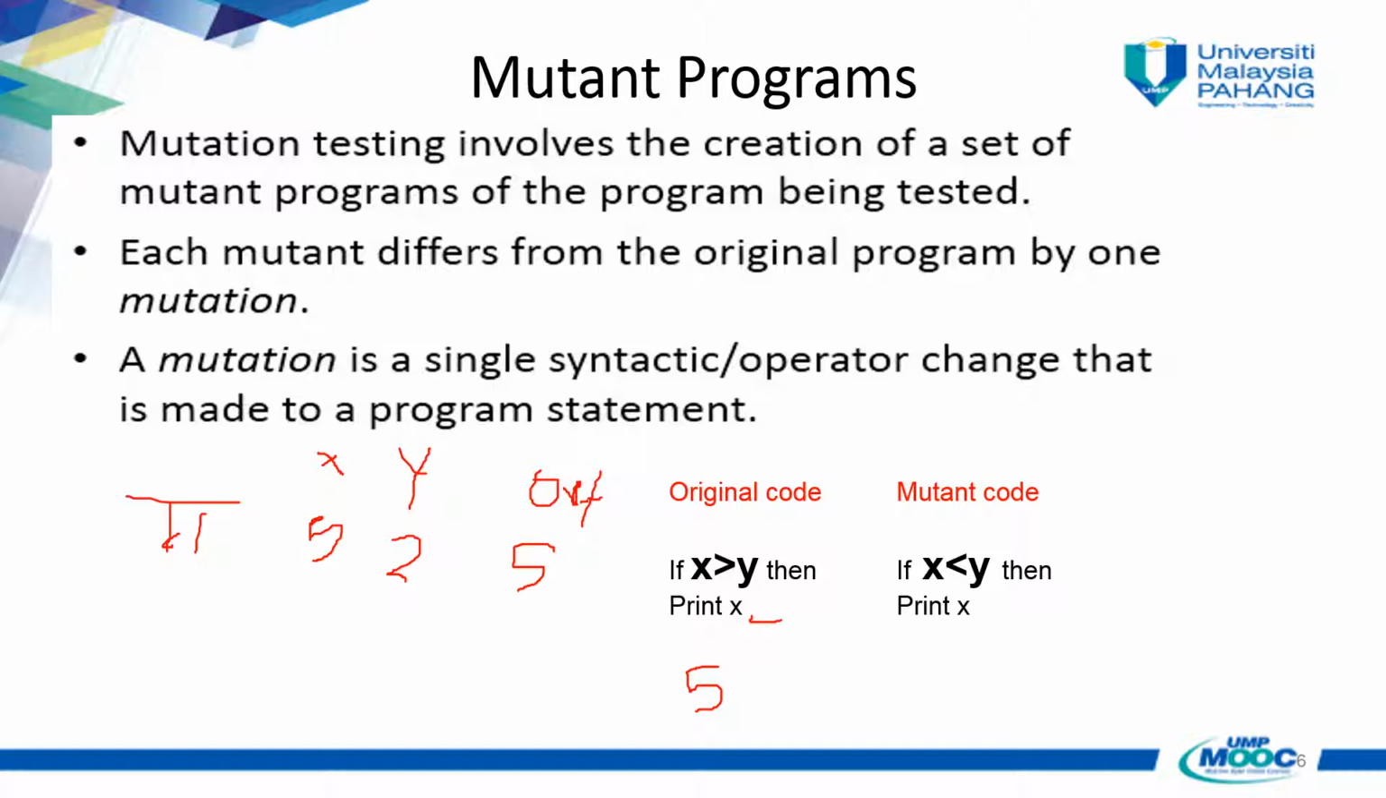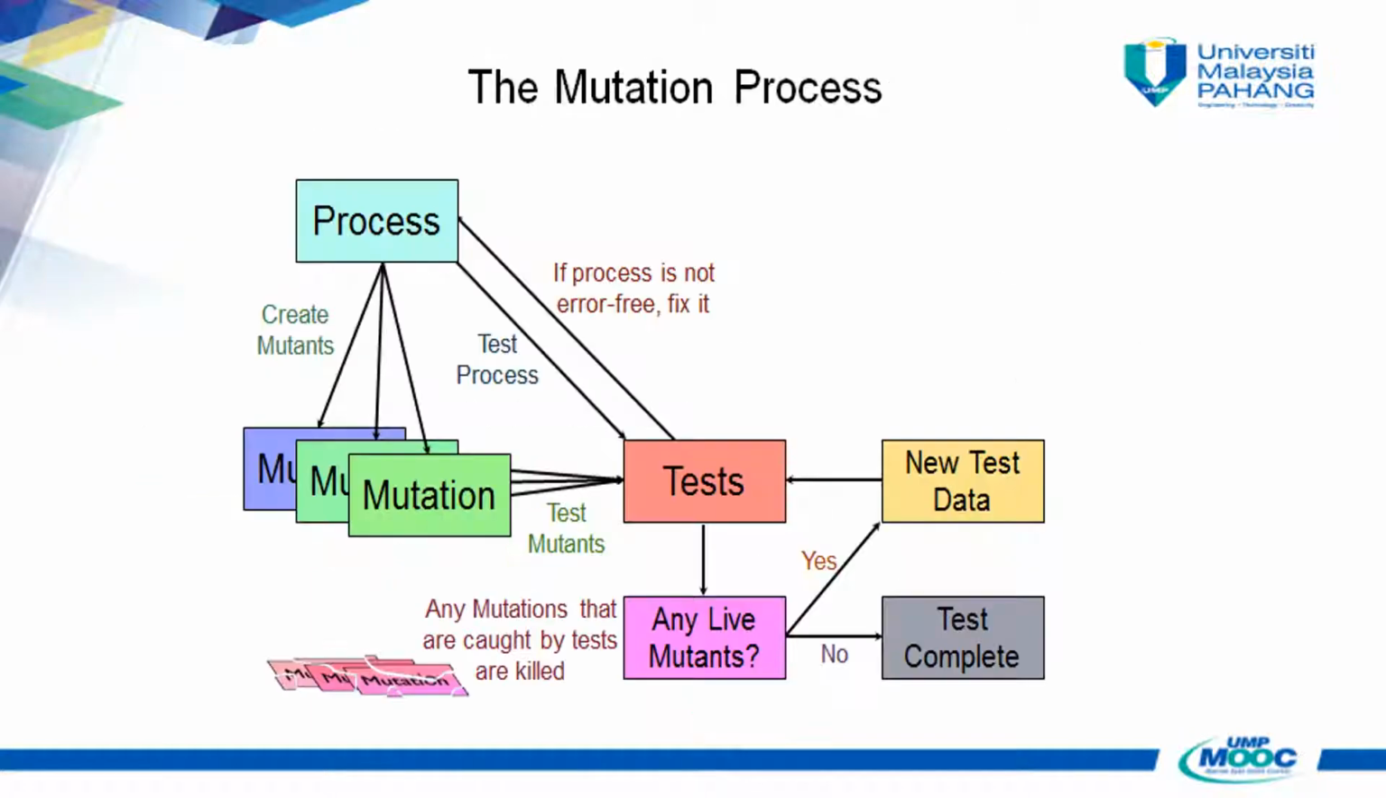Then here is the mutant. We apply the same test case, but here we introduce a smaller-than operator. Here x is greater than y is the original, and this is the mutant, where x is smaller. If x is 5 and y is 2, it will not print anything. So this test case is adequate, because it kills this mutant.